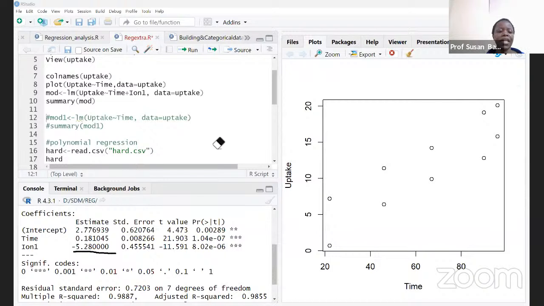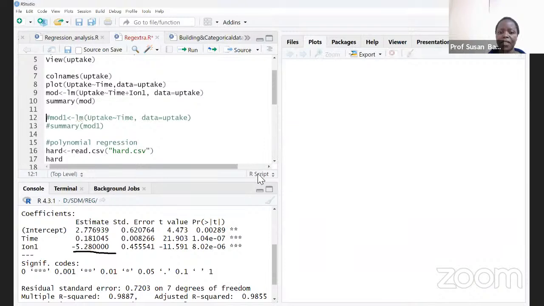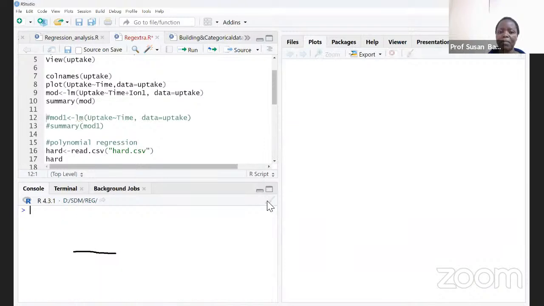Okay, so next, I want us to have a glimpse of polynomial regression. In the chat, does anybody have a problem with what I've been saying? Okay, people don't have a problem. So let's go to polynomial regression.